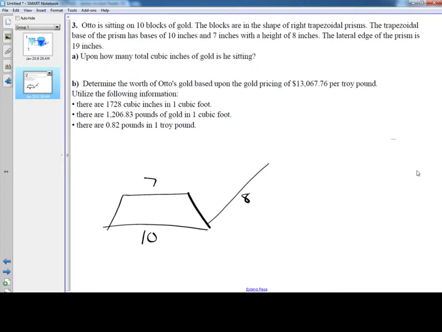No, it's a height, my bad. This is still talking about the base. So that means from here to here is 8. And then we've got a lateral edge of how much? 19? Okay. So there's your lateral.